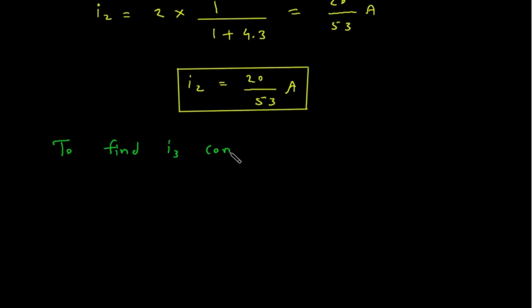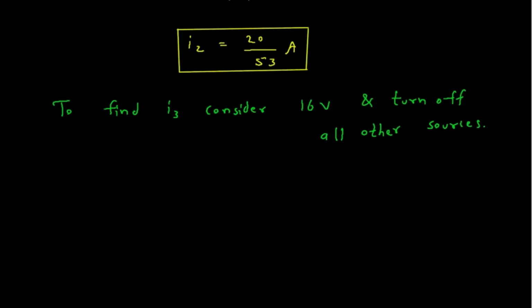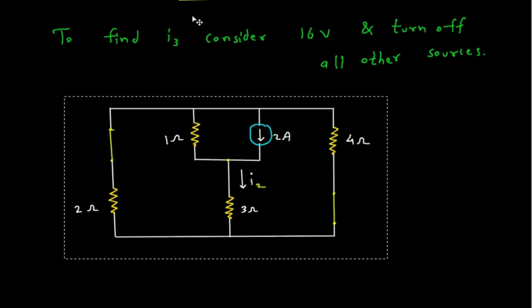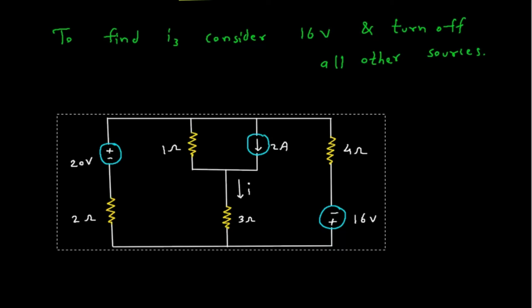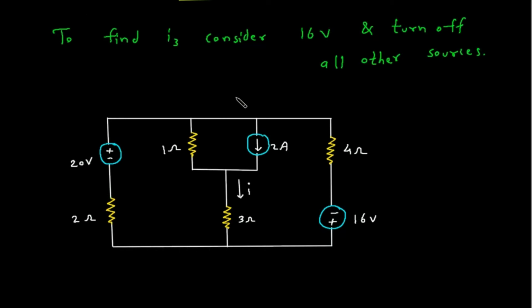Consider 16 volt and turn off all other sources. We are considering this 16 volt and we will turn off all other sources. This is a current source, so this will be open circuited. This is the voltage source, so this will be short circuited. And this will be current I3.